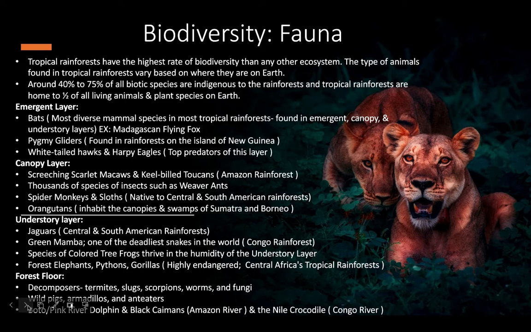In the understory layer, we have jaguars in Central and South American rainforests. We have the green mamba, one of the deadliest snakes in the world, in the Congo rainforest. We have species of colored tree frogs that thrive in the humidity of the understory layer, and animals like forest elephants, pythons, and gorillas, which are highly endangered in Central Africa's tropical rainforests.